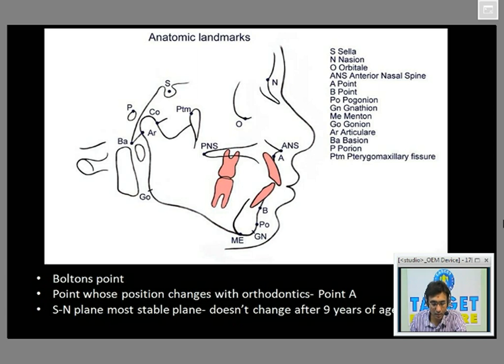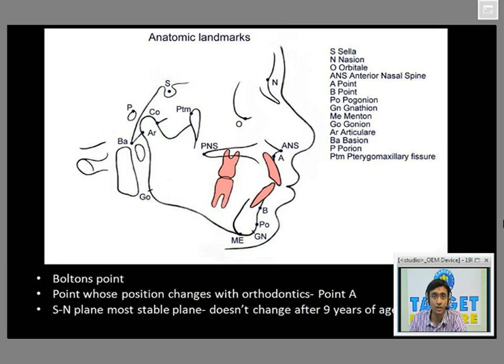Out of these points, Gnathion is a constructed point. That is, you have to see a distance from Pogonion to Menton, and the center of that distance is supposed to be Gnathion, or you have to mark a perpendicular from Pogonion and a perpendicular from Menton. The intersection is Gnathion. Gonion is the most posterior inferior point on the inferior border of the mandible. Articulare is an important point. It is asked in some MCQ exams. It is the intersection of posterior border of the ramus and the inferior border of the base of the skull.